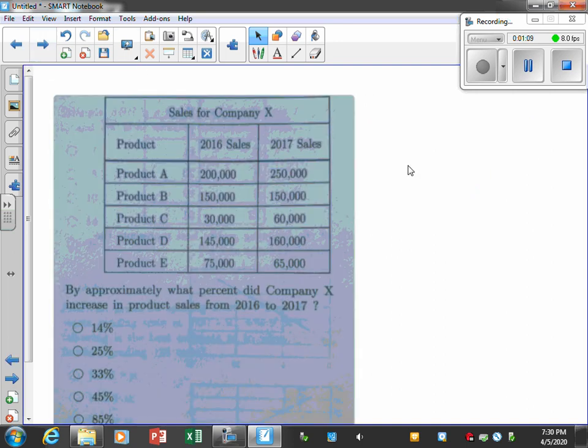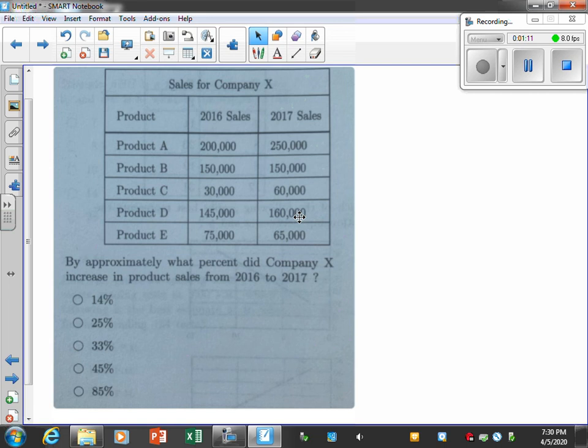All right, let's look at this chart. By approximately what percent did they increase? So we're looking for percent increase in product sales. We want to compare the 2016 sales to the 2017 sales. So first thing we need to do is figure out how much was the total sales in 2016. So I'm going to take the 2016 total, and I need to compare it to the 2017 total to know the increase.